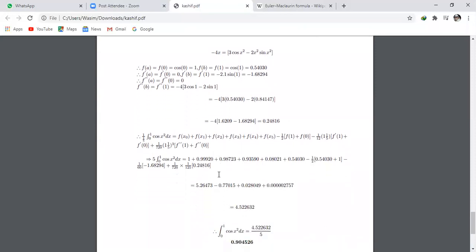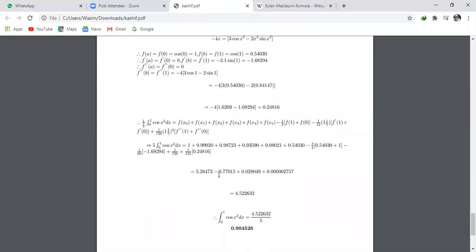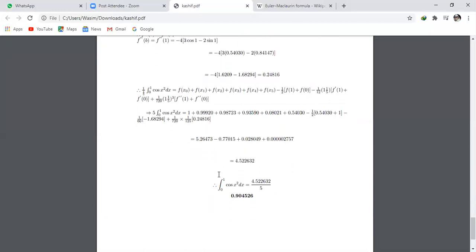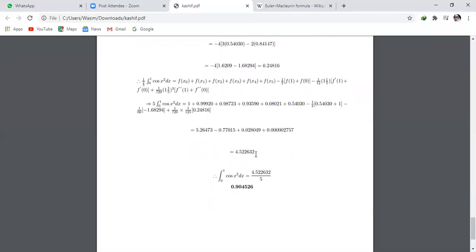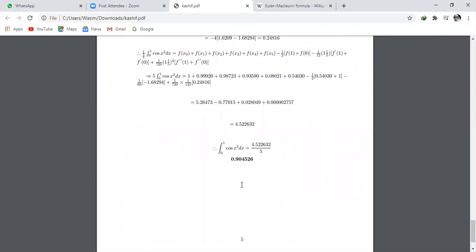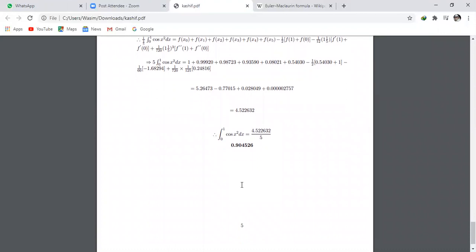Now we put the values into the Euler-Maclaurin formula, where the left-hand side is the function and on the right-hand side we put the values in the given formula. Then we find the exact value of the integral, which is 0.904526. Basically, the Euler-Maclaurin formula gives accurate answers up to 5 decimal places.